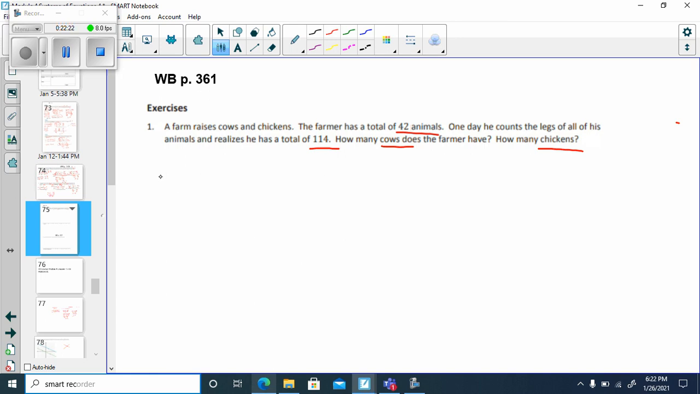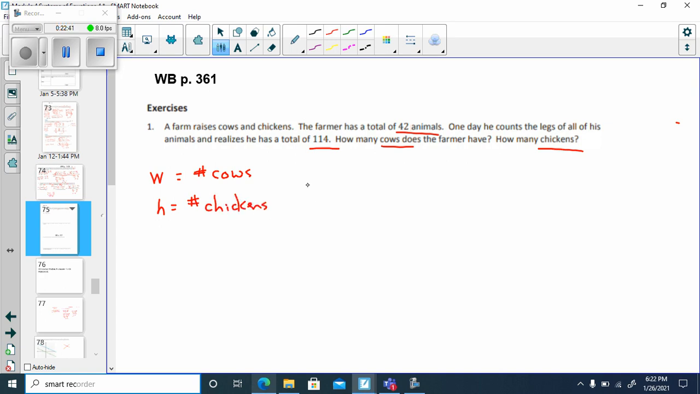Now both of those start with C, so that makes this difficult. I'm going to do cows. I'm going to call them W, because there's a W in cows. Chickens, I'm going to call them H. W is going to be my number of cows. H is going to be the number of chickens. You can use whatever variables you want to.